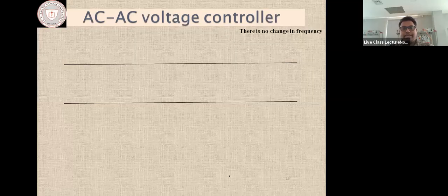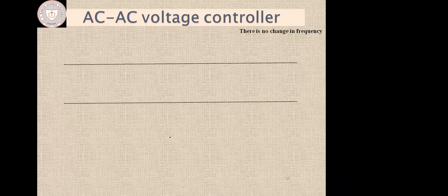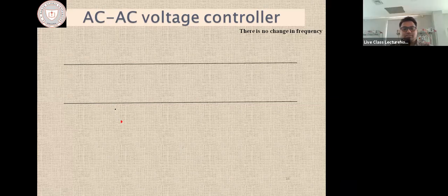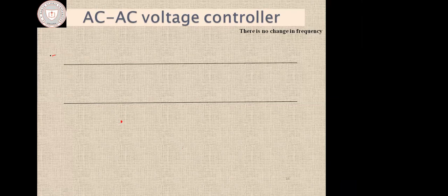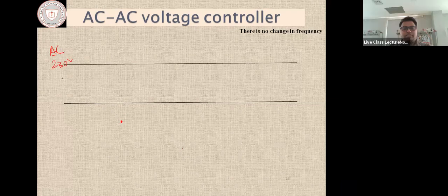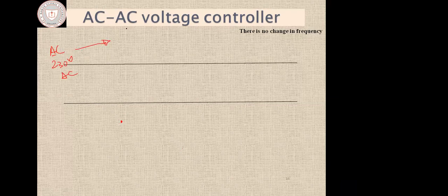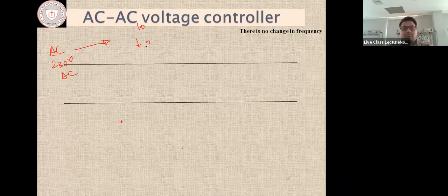Okay. So now an AC to AC voltage controller is in the slide. Just tell me an example, the most famous example. AC to AC converter. An inverter is DC to AC. So AC to AC, say 230 volt AC to, say, 10 volt. You have to have an AC to AC voltage controller which will give you a range of 10 to 230 volt AC.